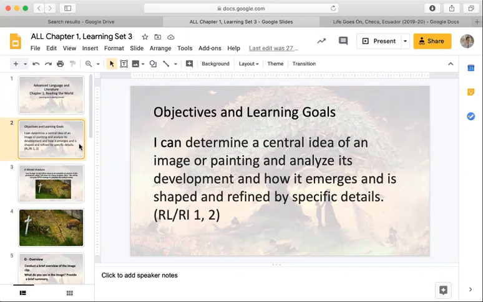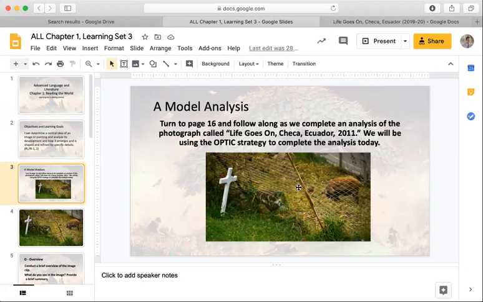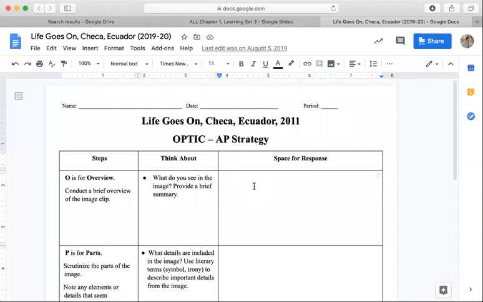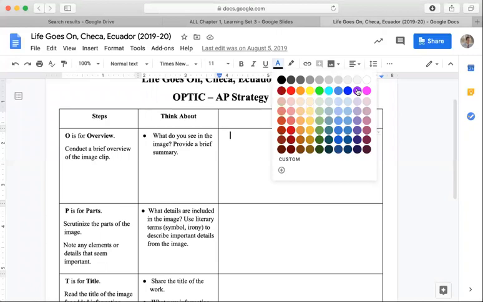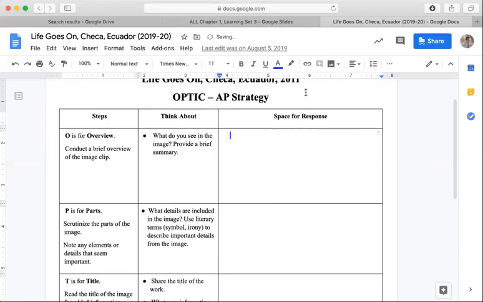So you're going to be using the OPTIC analysis strategy to analyze a picture today called Life Goes On, Cheka, Ecuador, 2011. This strategy is going to be super helpful in terms of breaking apart the different elements of the image and then looking at how they work together to form our main idea of the image as a whole. When we are working today, we're going to be using the OPTIC strategy handout in order to fill in some notes. I'm going to be typing my notes in blue, and hopefully it'll be big enough for you to see on the screen, and we'll go from there.